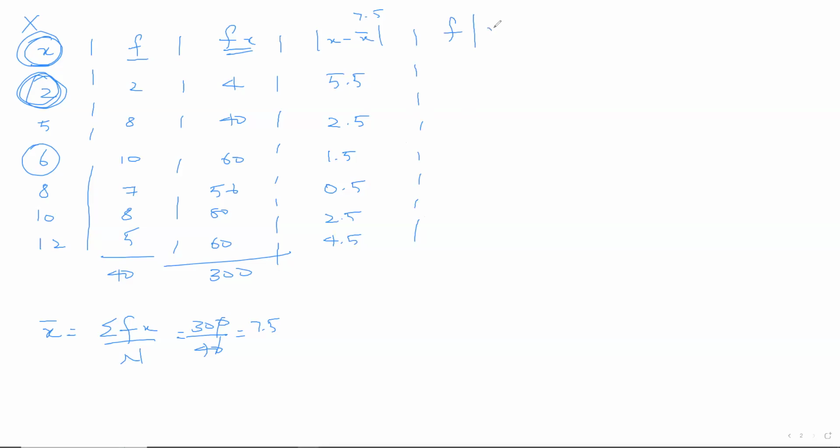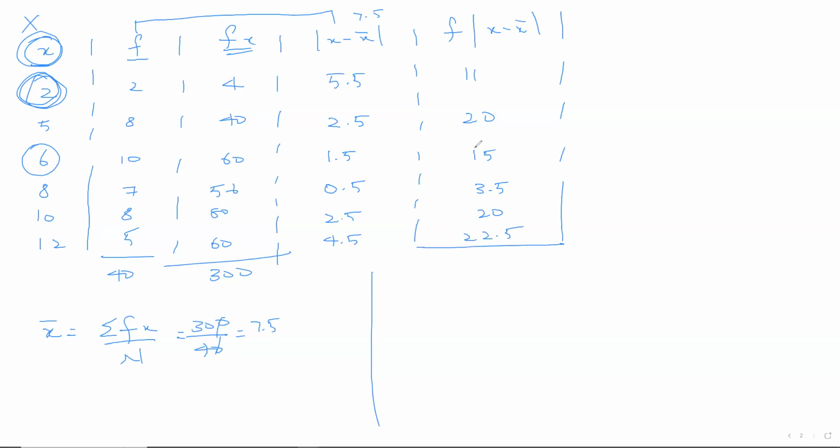What's the next finding? f into x minus x dash. In simple language, I'm trying to multiply f and this specific column here. So 2 into 5.5, 8 into 2.5, 10 into 1.5. That is what I'm trying to do column wise. If you start doing that, it will be 11, 8 into 2.5 gives you 20, 15, 7 into 3.5, and 5 into 4.5 gives you 22.5. Wait, 8 into 2.5 is 20, correct.